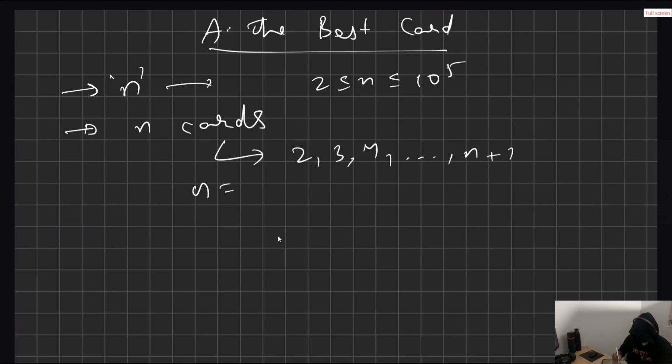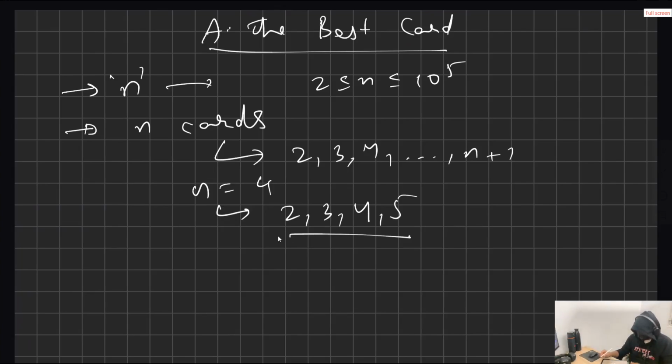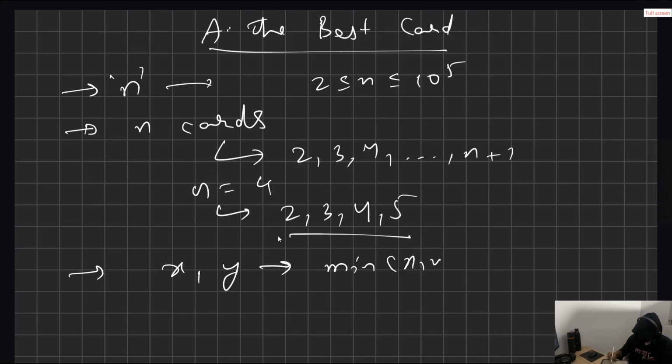Basically, let's say when they've given n equal to 4, your cards will start from 2, 3, 4, and then n plus 1, 5. So we have 4 cards. And what's asked is we need to choose two integers x and y, and the minimum of x comma y, since here we don't have duplicate elements, will always be a unique minimum.